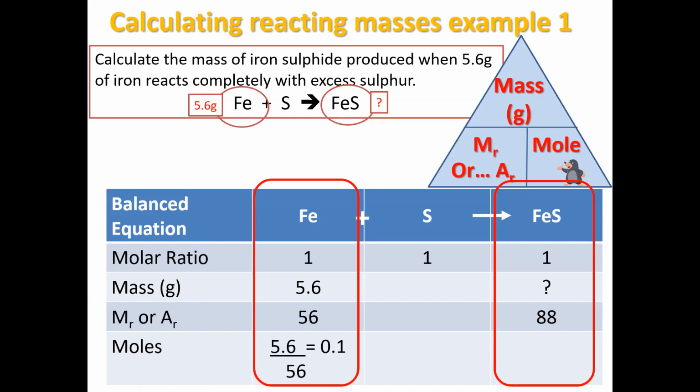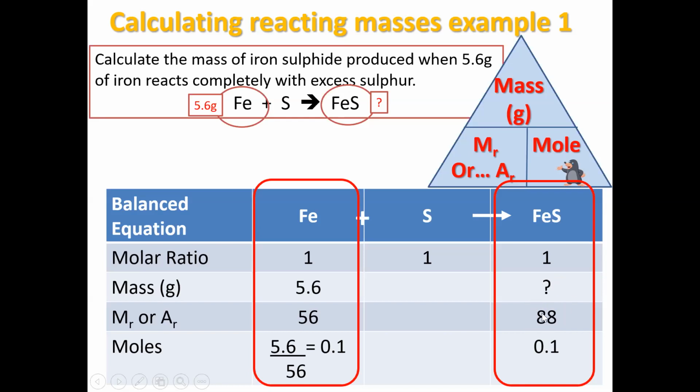Now, this is where the molar ratio comes into play. You can see that 1 mole of iron gives rise to 1 mole of iron sulfide. So in this instance, you've got 0.1 moles of iron. So therefore, you would have 0.1 moles of iron sulfide because you've got a 1-to-1 molar ratio. So if that's 0.1, then it will be 1-to-1 again. So 0.1 to 0.1.